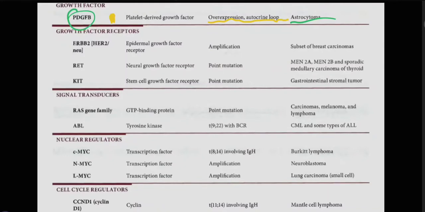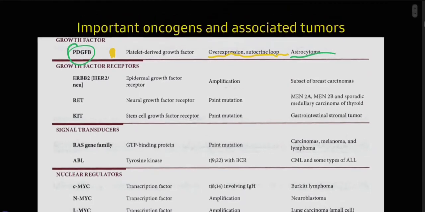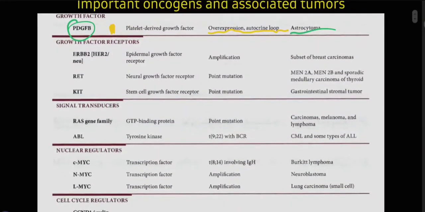Well, there are three. Epidermal growth factor receptor. I will mark them by mutations, types of mutations. Amplification would be green. Next, amplifications of nuclear regulators, MYC, N-MYC and L-MYC, and neuroblastoma. L would be lung carcinoma.